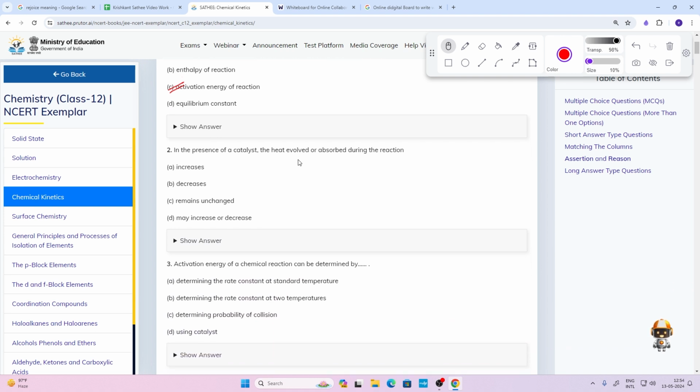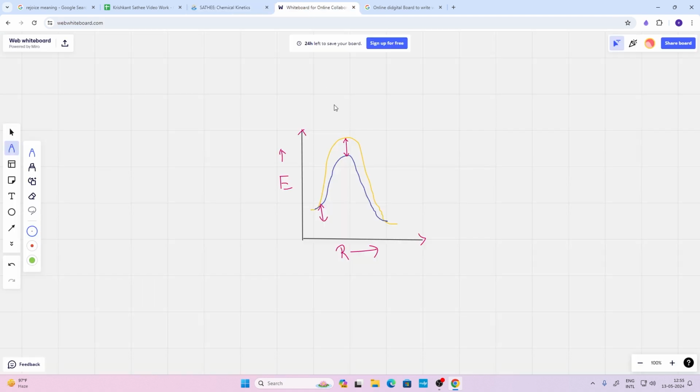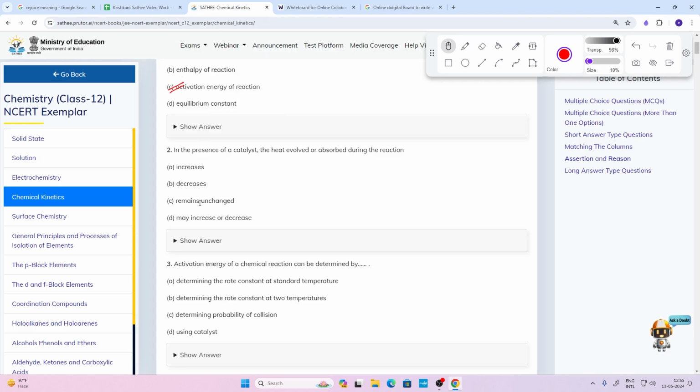In the presence of a catalyst, the heat evolved or absorbed during the reaction, what happens to it? We are talking about the delta H of the reaction. We have seen from the graph very clearly that this energy gap is not changed by the addition of catalyst. Instead, this energy is changed. So this will remain unchanged.